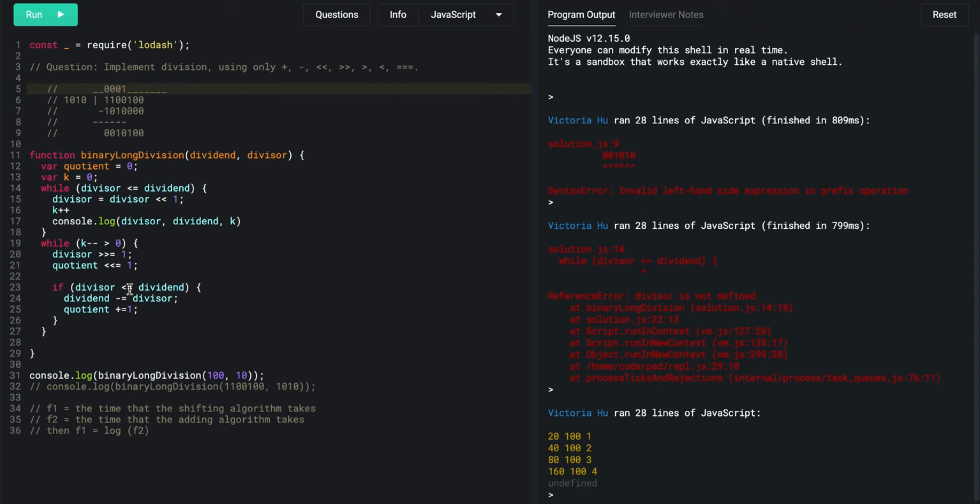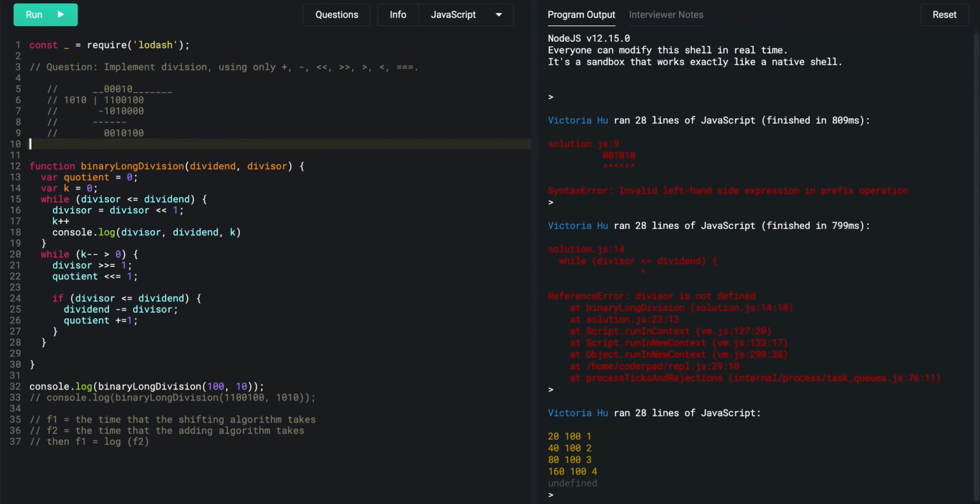So then we would have k equals 2. We would want to left shift the divisor like we just did. Then we would want to left shift the quotient. Okay, so does this fit into the new dividend below? Yes, it does. So we now have 10100.